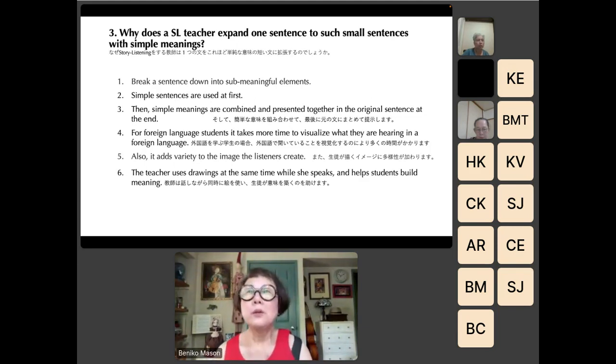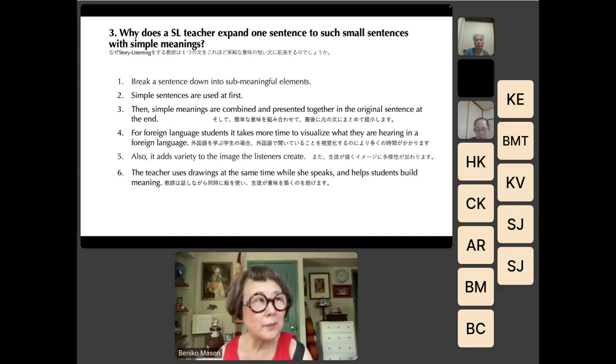And so when I just say "once upon a time there were three little pigs," the mama pig does not appear in the image, but now in the pictures of their students' images, the mama pig appears in the story. Okay, so number 6, the teacher uses drawings at the same time while she speaks and helps students build meaning.